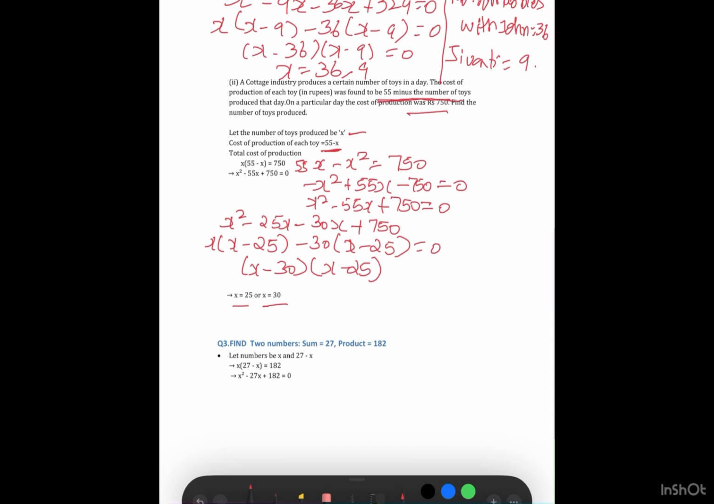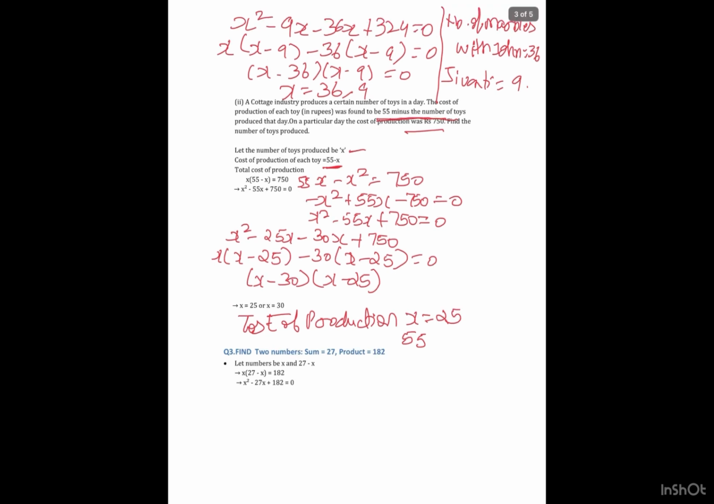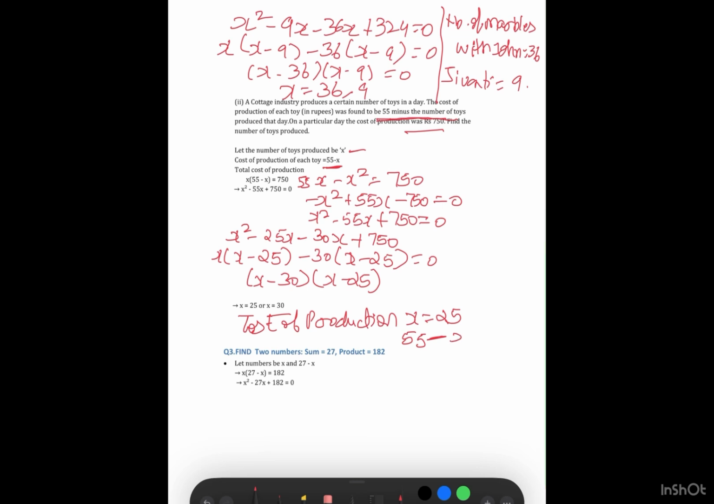If x is equal to 30, then the number of toys produced is 30, and the cost of production of each toy would be 55 minus 30, that is going to be 25 rupees. But in case the number of toys produced is 25, then in that case the cost of production would be 55 minus 25, and that is going to be 30 rupees. I hope this question is also clear with everyone.